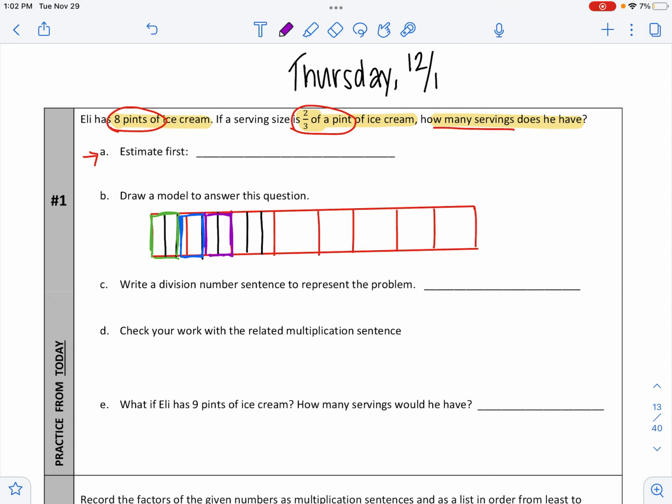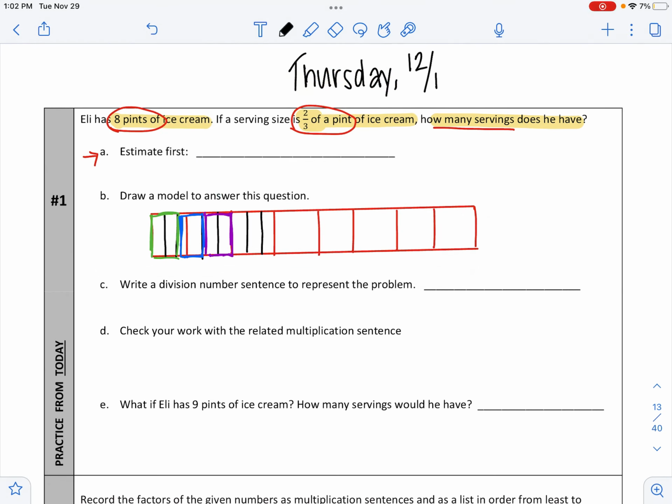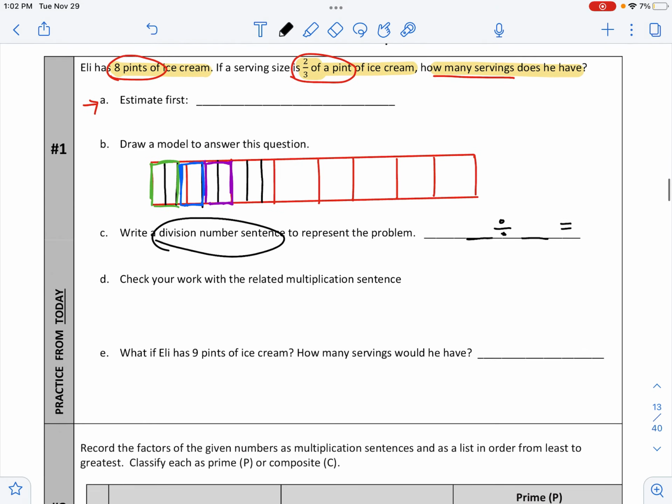You could also have solved this question by writing a division sentence. Something divided by something would give you the same answer as counting the groups of 2/3. Then you'll check your work with a related multiplication sentence and answer the extension question in E.